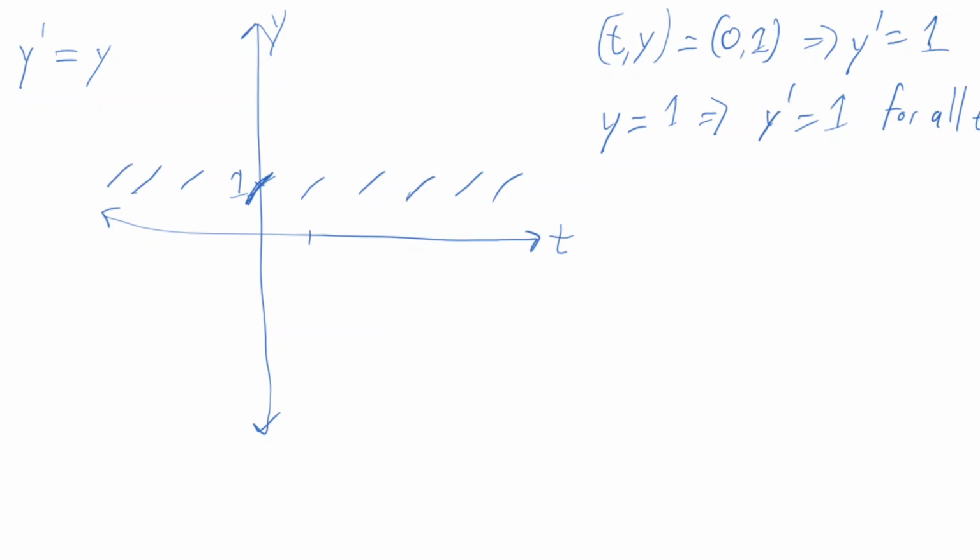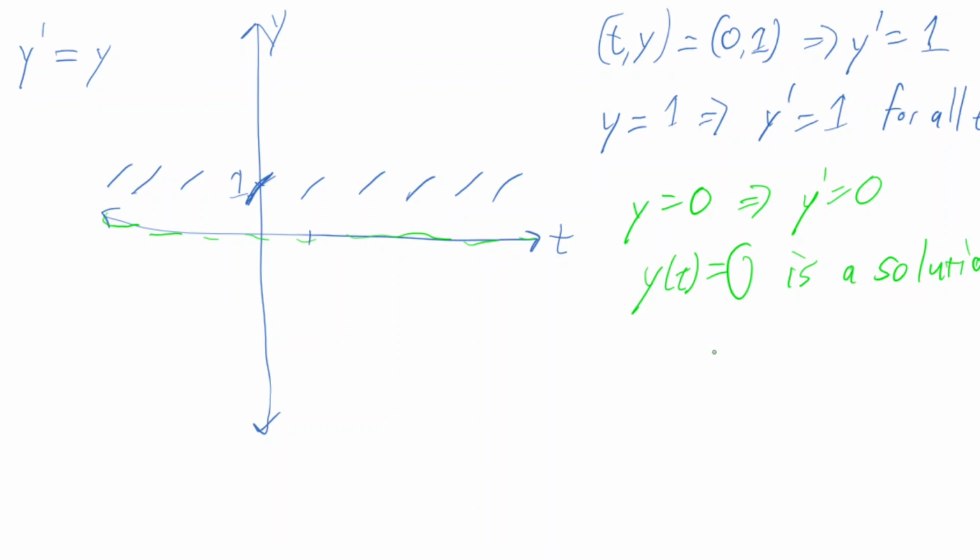And this holds for other y values too. So when y is 0, the slope is 0. And that actually gives us a solution to the differential equation. So y of t equals 0, if we plug that into the differential equation, the derivative is 0, and we get y prime equals y. So that's what it means to solve the differential equation. The whole equation holds.